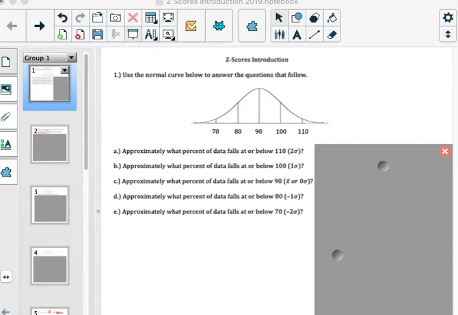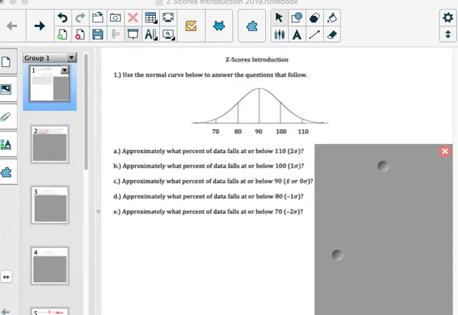All right, so again, this piece of paper you have is labeled Z-Scores Introduction, but it's replacing Z-Scores Part 1 in our notes packet. Question 1 said use the normal curve to answer questions below. And this is a review. This is what we know how to do so far, right?